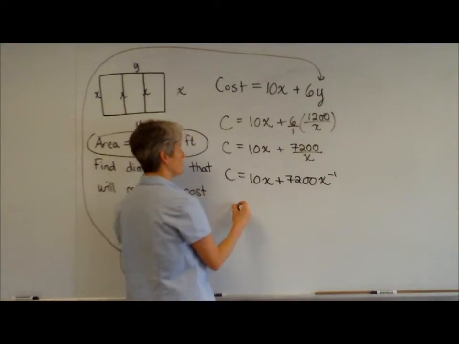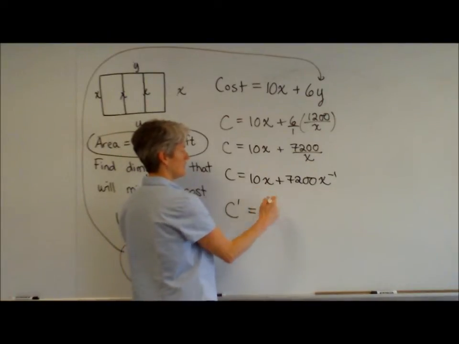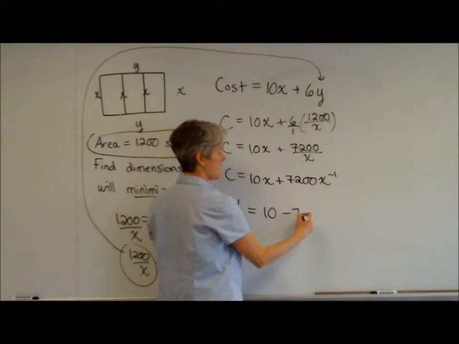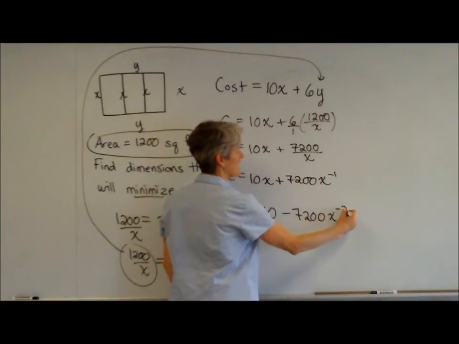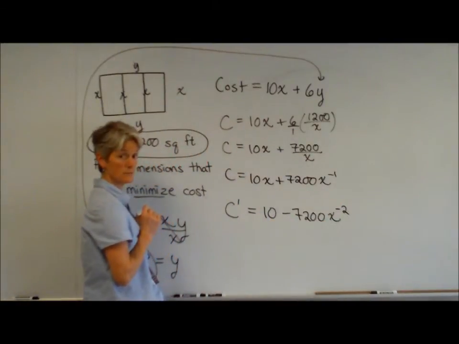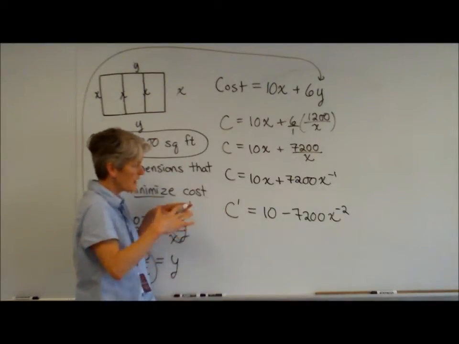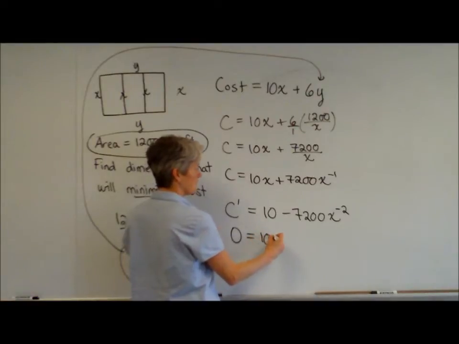All right, the derivative of my cost is equal to derivative of 10x is 10. Derivative of this guy is -7,200 times x to the -2. Okay. There's the derivative. I want to find a critical point because I'm looking for a minimum. So I'm going to set this first derivative equal to 0.